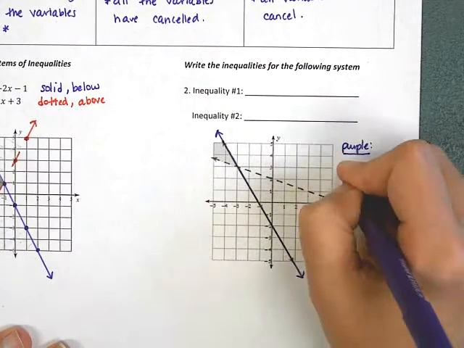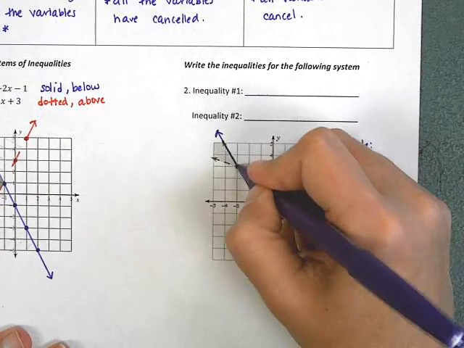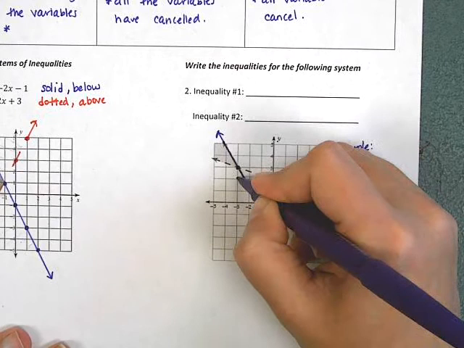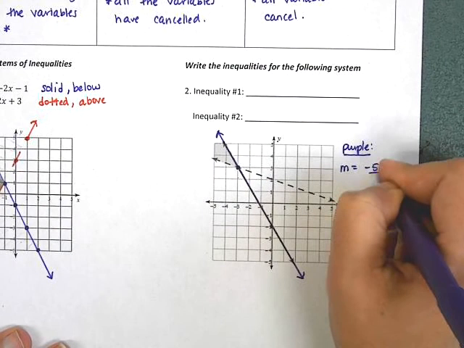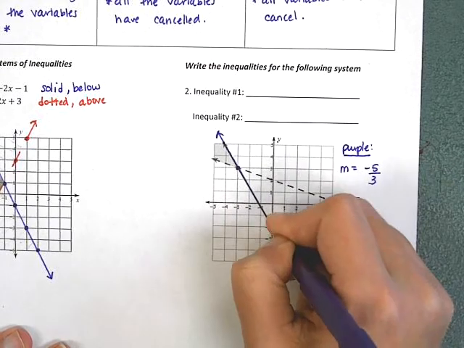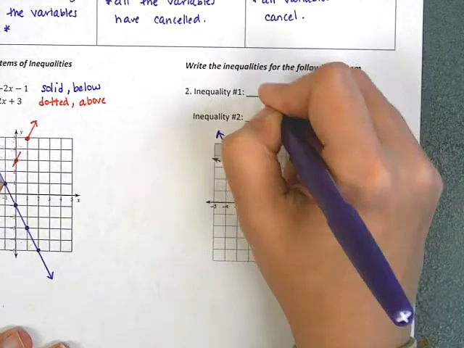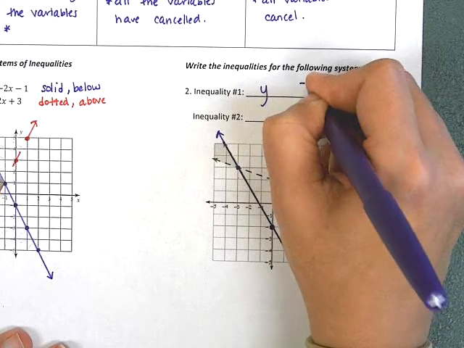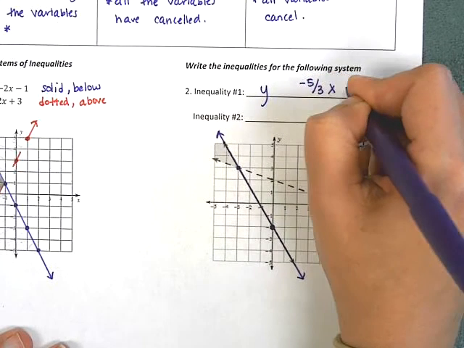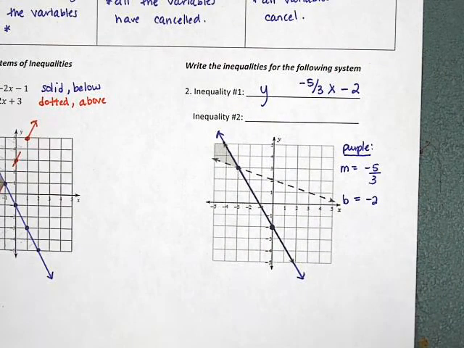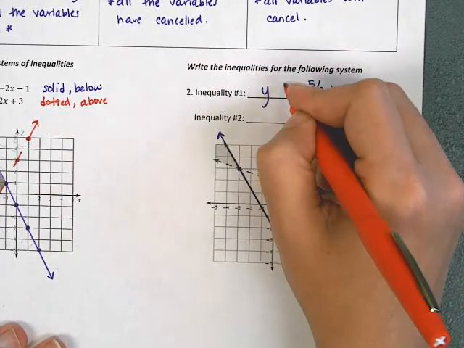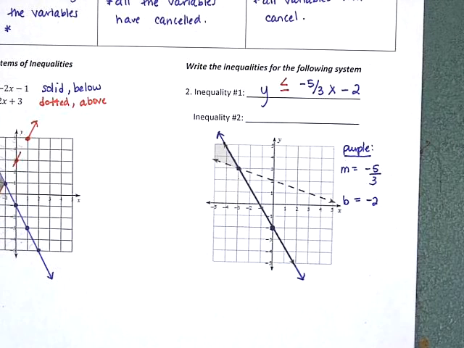the slope of this line would be, if I count from here to here, down 1, 2, 3, 4, 5 over 3. And the y-intercept of this line would be -2. So I would put y and then leave a space and put -5/3 x minus 2. Then I notice that my line is solid and that the shaded part is below the line. So I would make my symbol a less than or equal to.